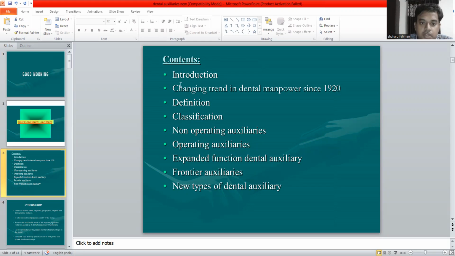So first portion will be a little bit statistics, then we'll come to this auxiliaries or ancillaries or the person who can help the dentist in doing his work. So in different countries, they are having different names and different jobs concerning to dentistry.